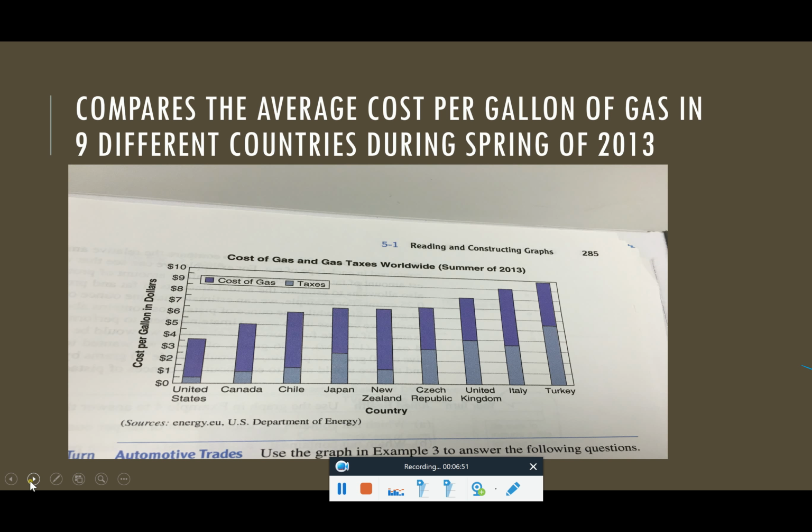All right, so here's another one. You're comparing the average cost per gallon of gas in 9 different countries during the spring of 2013. Notice on your horizontal is country, comparing the cost per gallon in dollars. The purple part is your cost of gas versus how much taxes. If you look at this, obviously Turkey pays the most in taxes, whereas we probably pay the least amount of taxes than any other country.